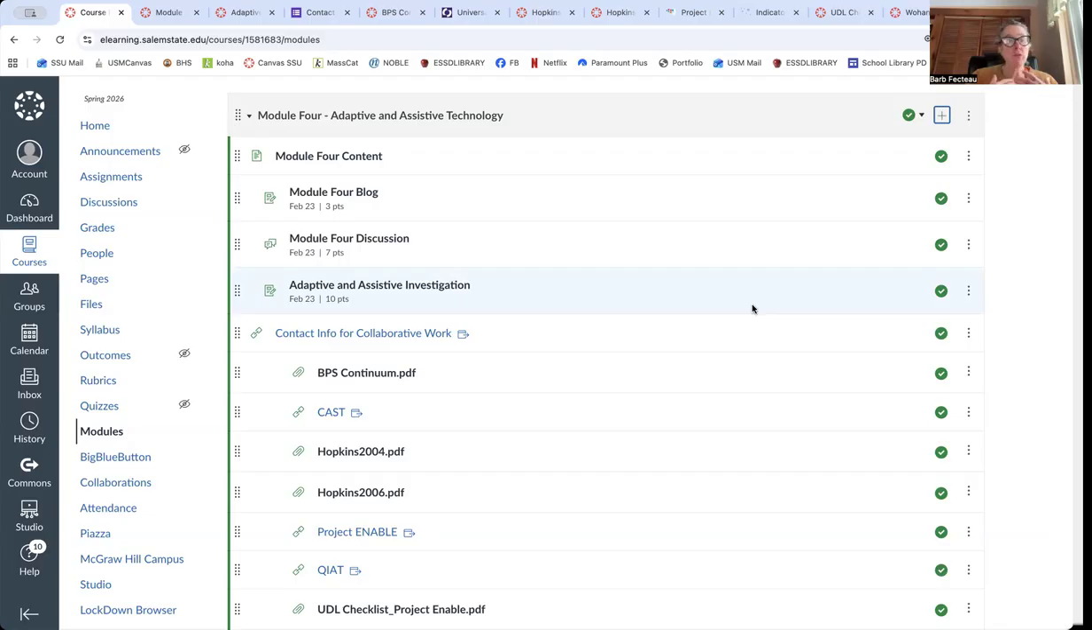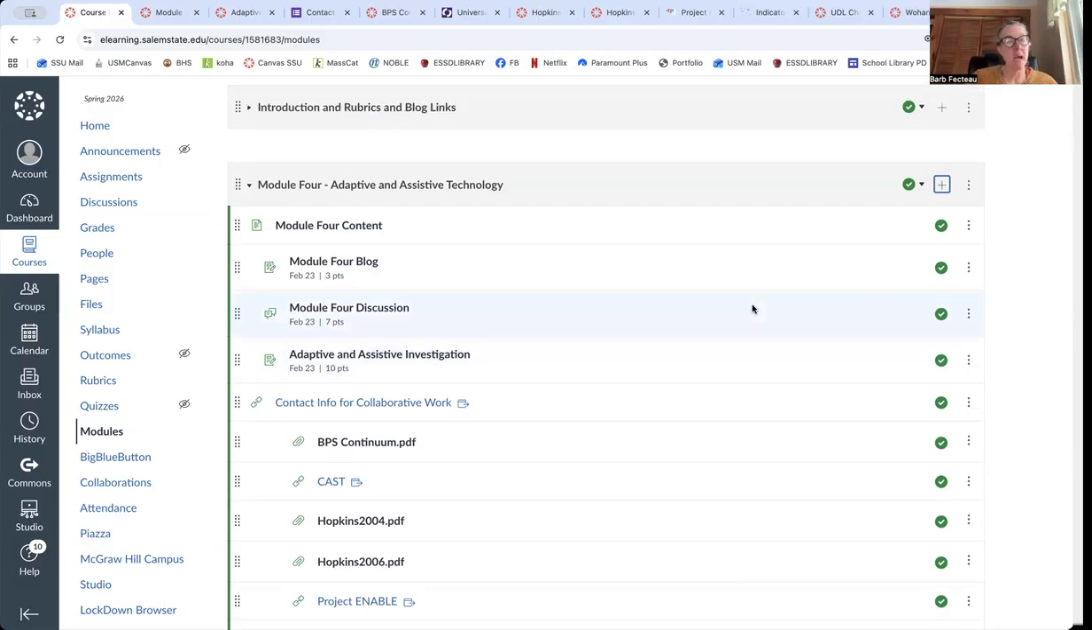So well done. And now we'll move on to Module 4, which is about adaptive and assistive technology. These are technologies that we use with students who have special needs or just need a little bit of a boost. It's a way of leveling the playing field so that all kids have the opportunity for success.